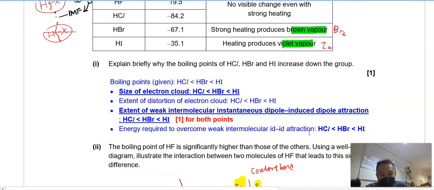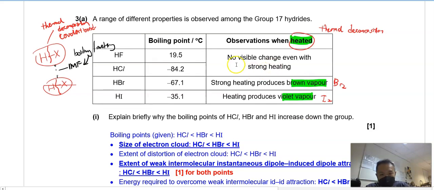This is the trend that you observe in the observation, because for HF and HCl, even on strong heating, F2 and Cl2 are not formed. But strong heating will produce Br2, and moderate heating will already produce iodine gas, which means the HX bond in HI is a lot weaker than HBr, which is in turn a lot weaker than HCl and HF.